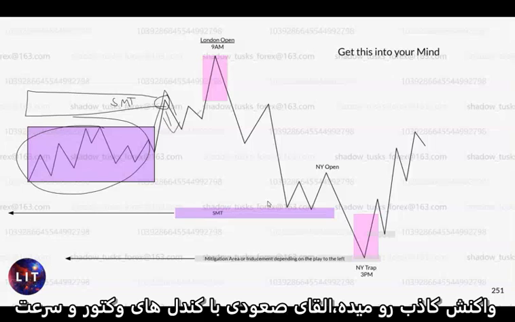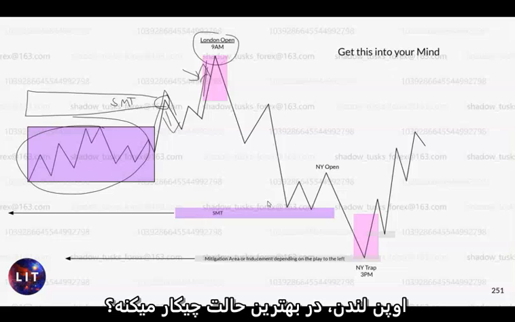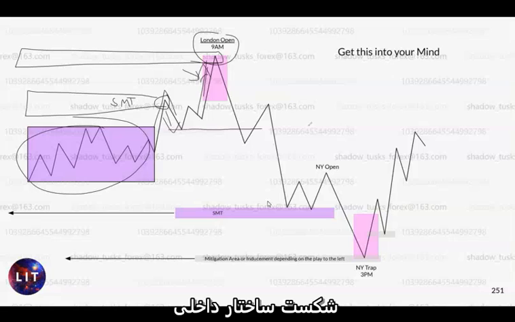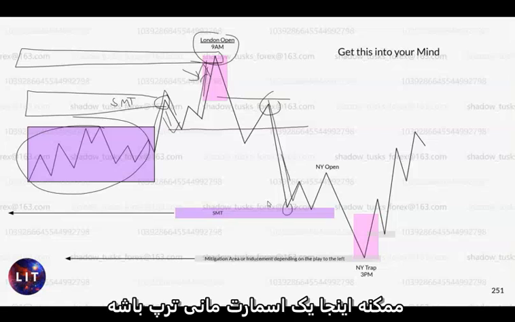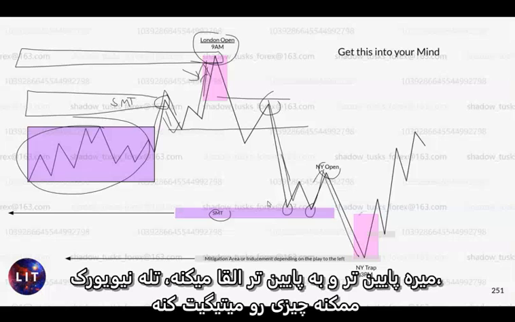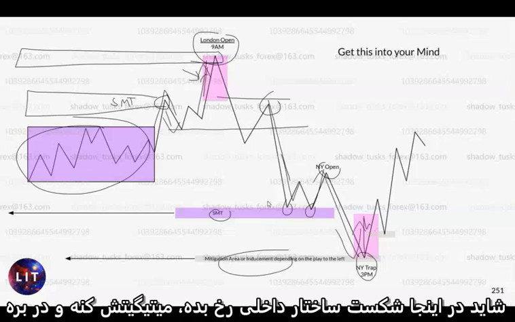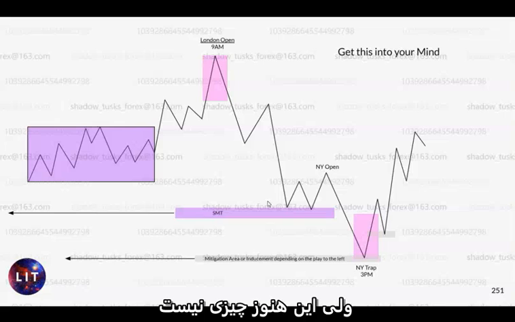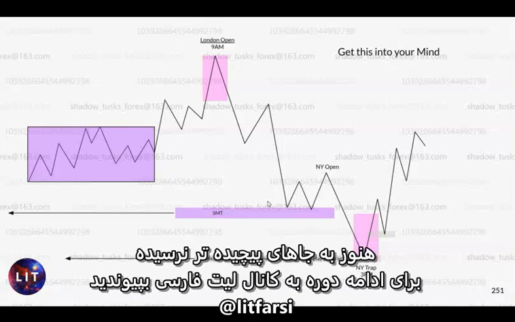Getting the false reaction, high inducement with vector candles, speed, London open. What does it best case do? Of course, mitigate something or induce something. Internal break of structure, mitigating in here, obviously goes lower. Small money trap in here maybe, building equal lows, New York open, makes the false push, goes lower, inducing lower, New York trap, mitigates something maybe, internal break of structure, maybe here, mitigates, off to the races. It's like clockwork. But again, that's nothing yet. That's the obvious stuff. That's not even crazy yet.